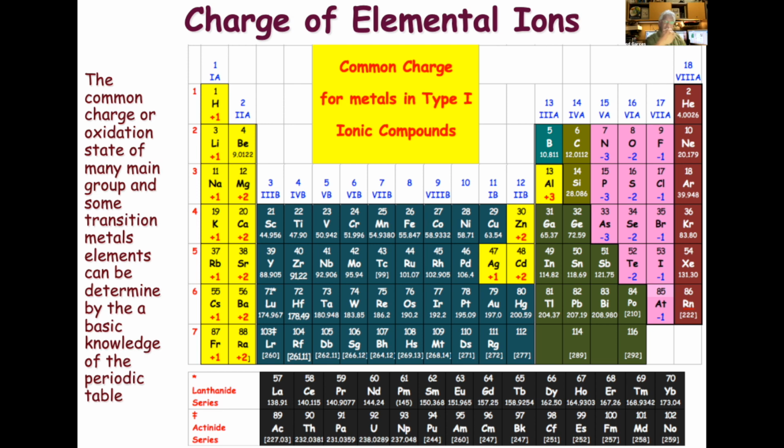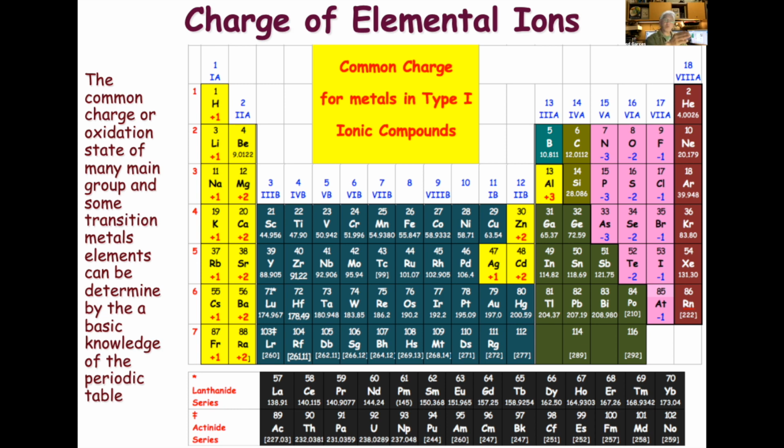Certain elements will always have a fixed charge. Group 1 will always be positive 1. Group 2 will always be positive 2. Zinc, silver, and cadmium will always have fixed charge. That was in a chart that I gave you. These were the ones in yellow. Okay. Look in the equation page that I showed you, because these things will have fixed charge. The others have variable charge.